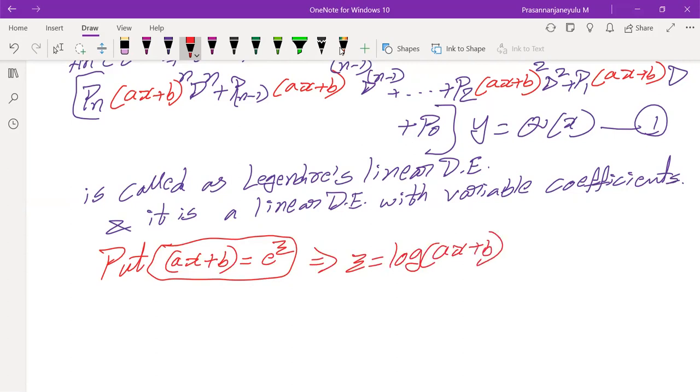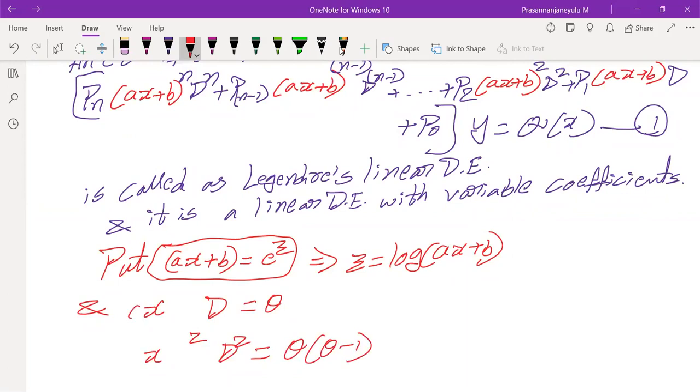Now what we discussed earlier, we substituted x d equals theta, and in the same manner, x^2 d^2 equals theta (theta-1). But here, in place of x, we are substituting ax+b. So (ax+b) d, we have to substitute.